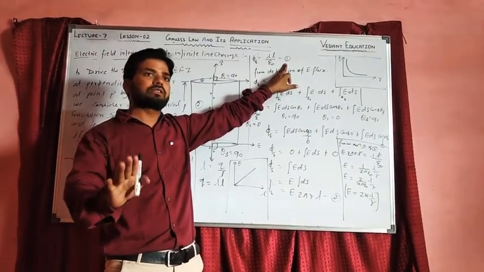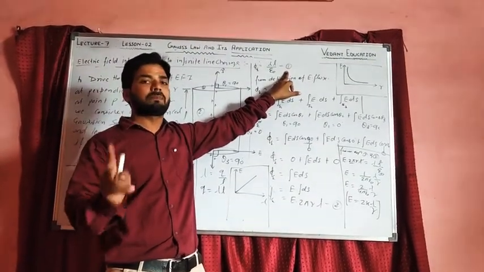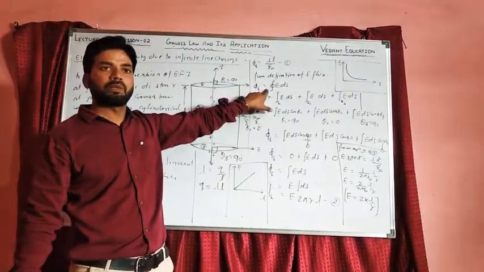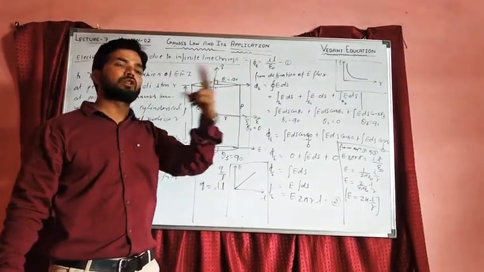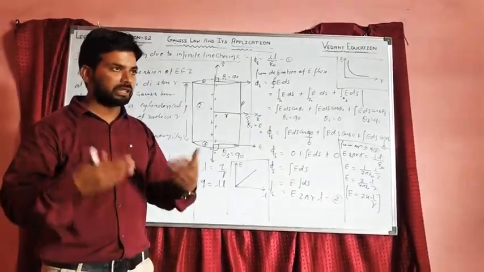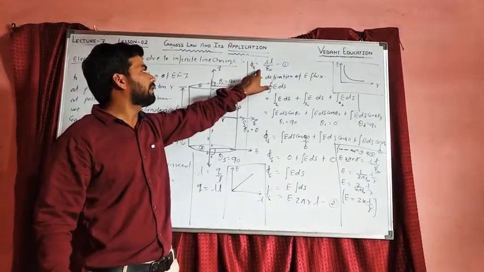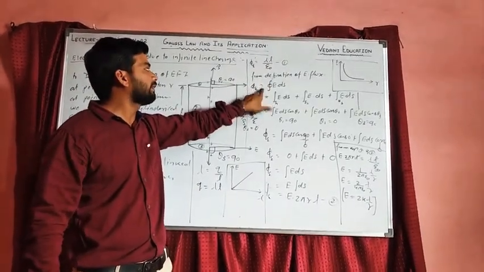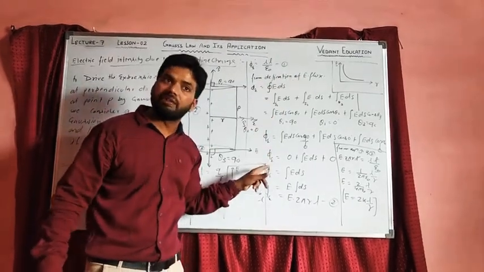Remember, in all the applications, we always apply only two conditions. One this one and second this one. By using these, there will be two equations. By equating both of the equations, we will get the result. So this is the flux according to Gauss's theorem, right?